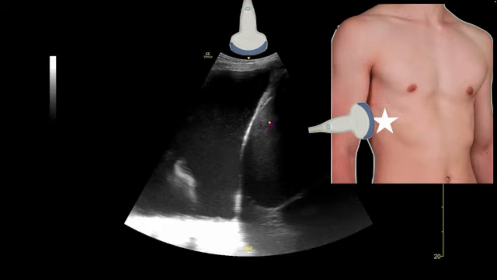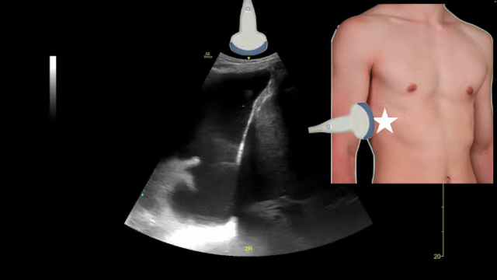Here's our liver. Here's our diaphragm. What is all this? Anechoic area. That's fluid. That is fluid. Let's play it again.